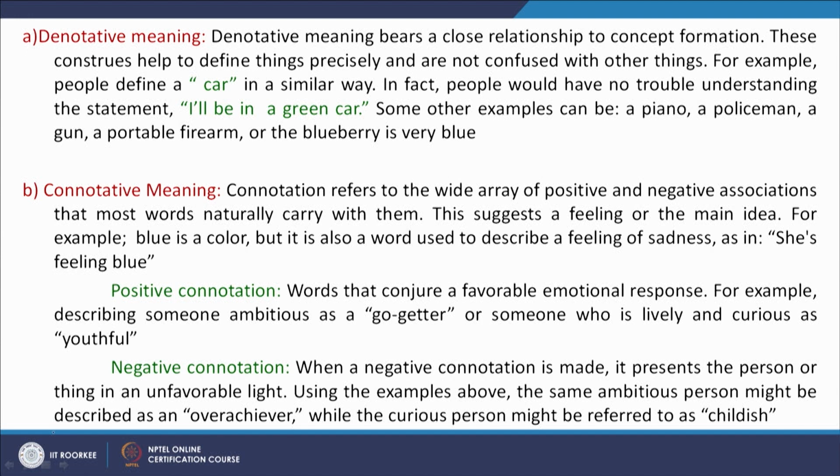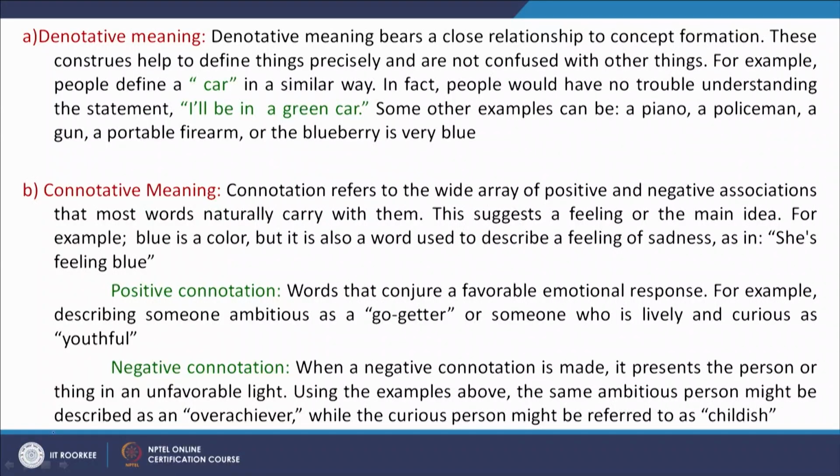Now, these connotations can be positive and negative at the same time. For example, that she is a go-getter. It is actually a very motivating word and at the same time constitutes some positive emotions when we are evaluating the performance of the other person. So, this constitutes that the person is performing very well.